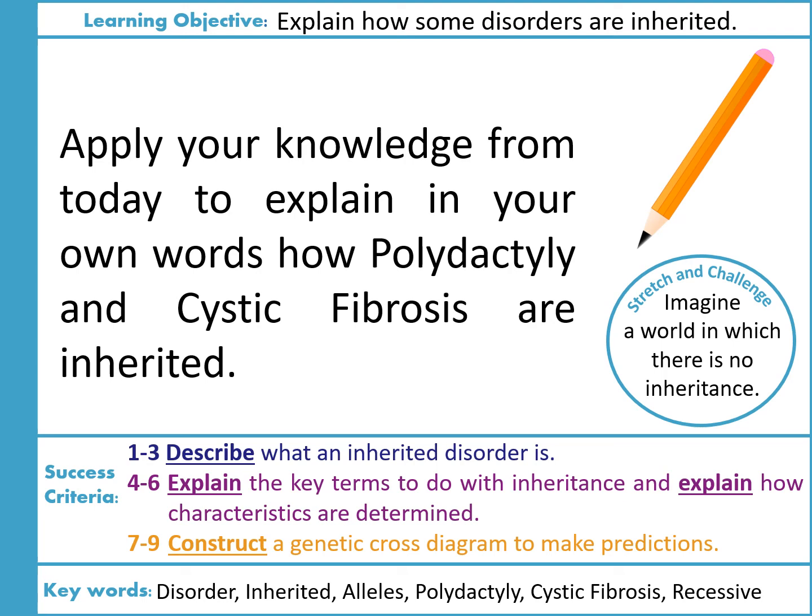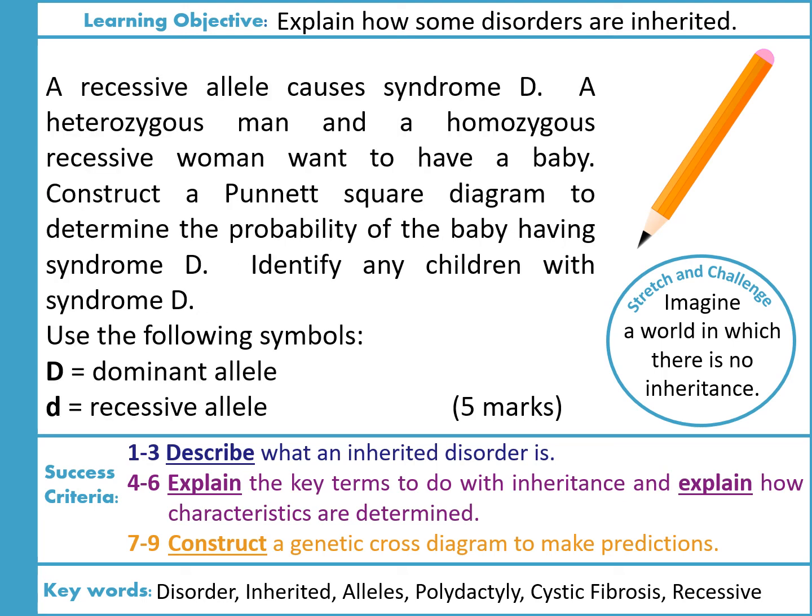Okay, and what you're going to have a go at next is a short question. A recessive allele causes syndrome D. Quite often what the examiner will do is use your knowledge of certain conditions like polydactyly or like cystic fibrosis, but they will apply it to a new condition, and here they've just made something up. Okay, syndrome D, it doesn't really matter what it's called, the same principles always apply.